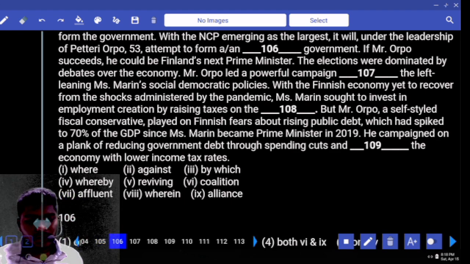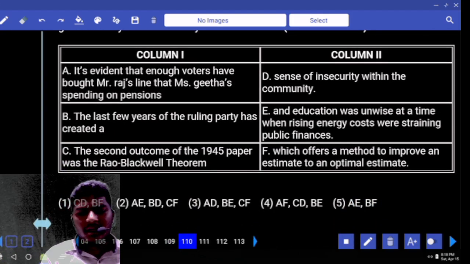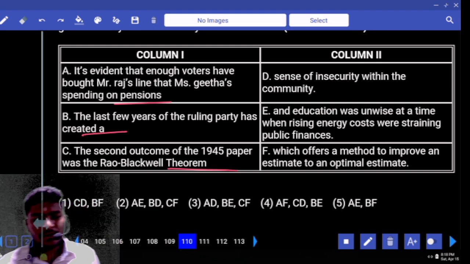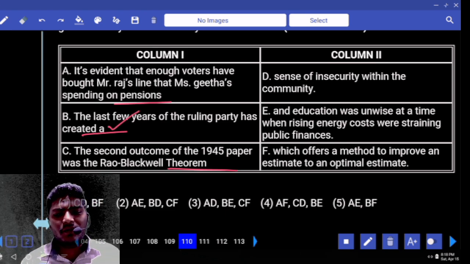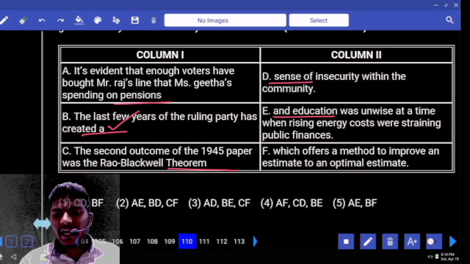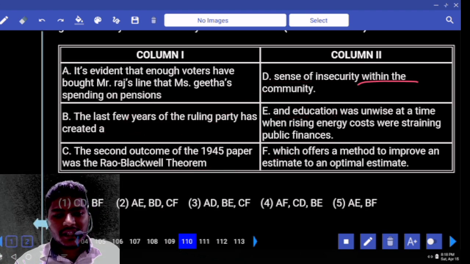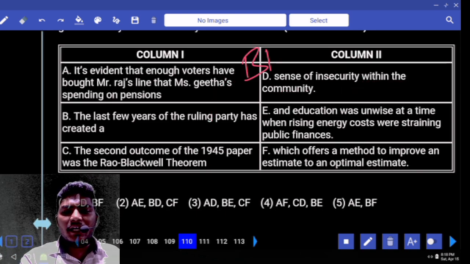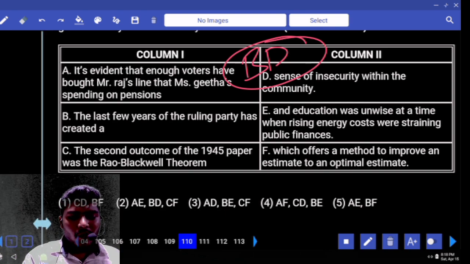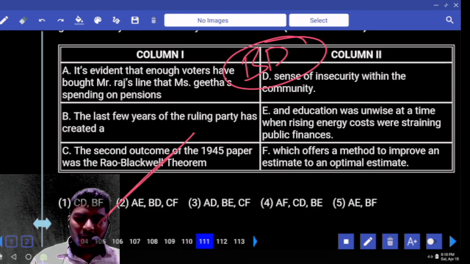Next, move to the next one. You should tell me these answers, okay? I won't tell this. Can you find any grammatical combinations with the ending parts? It is on the A. The last few years of the ruling party has created a what? A sense of insecurity, and education, which offers, which combination is correct? Sense of insecurity within the community. The ruling party has created some insecurity. What is the pair we can use here? BD. How many pairs are there? Only the second one. Can you find any, no rearrangement required? No. So what is your answer? Absolutely the second one. Move to the third one.